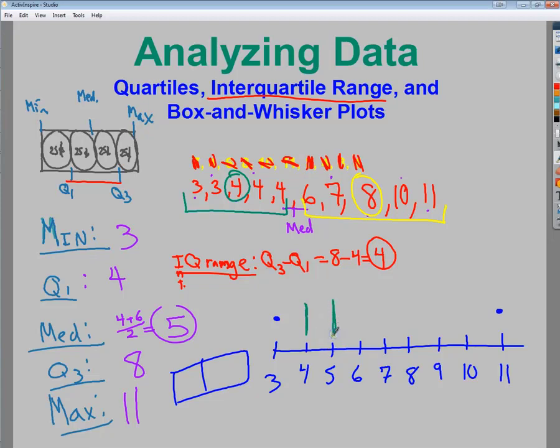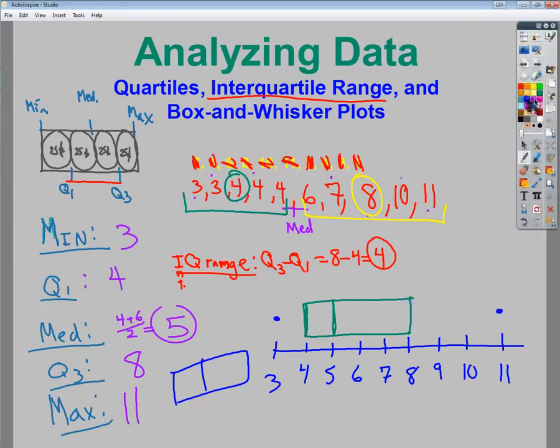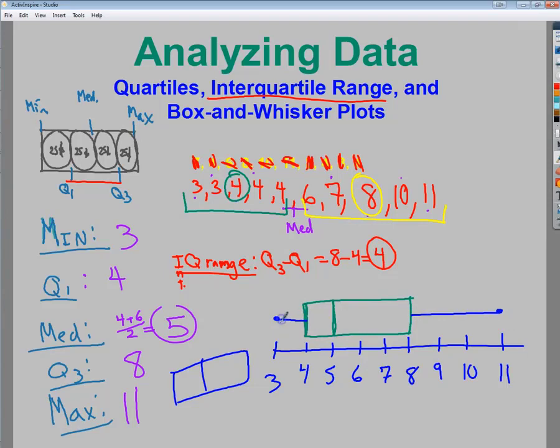And then I'm going to make another line at Q3. And then I'm just going to make a box out of it. And now to finish it off, I need to connect my whiskers. So I'm going to draw a line here and draw a line here. So if you see the box and whisker plot, you can tell, they'll say, what's the minimum value?